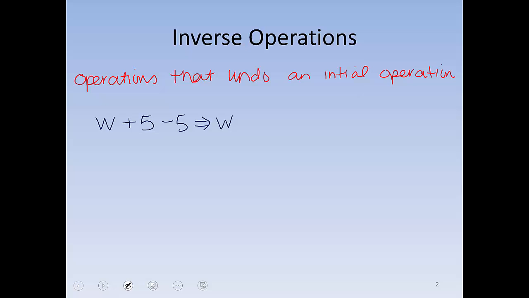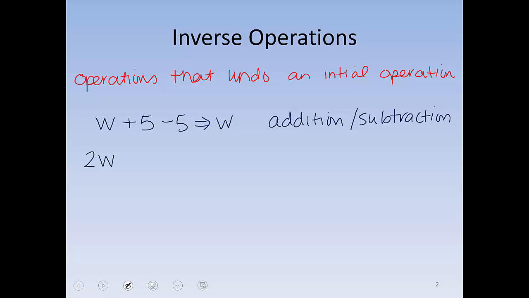You need to have two. One that does something, that's your initial, and one that undoes it. Okay, so those are inverses. And these inverses are adding and subtracting. So addition and subtraction are inverse operations, okay?